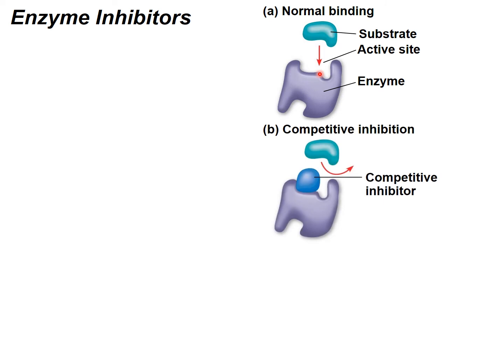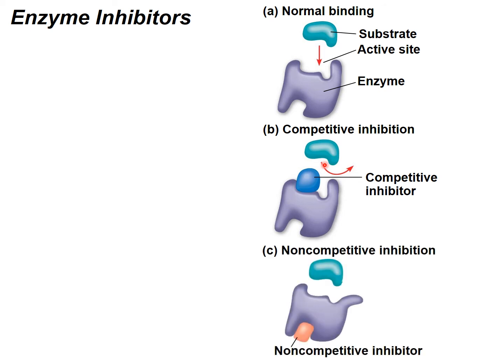Now, in the presence of a competitive inhibitor, a competitive inhibitor is just another chemical that can bind to the enzyme. Competitive inhibitors actually bind to the enzyme in the active site. When they bind in the active site, it prevents the normal substrate from binding. So it basically blocks it.